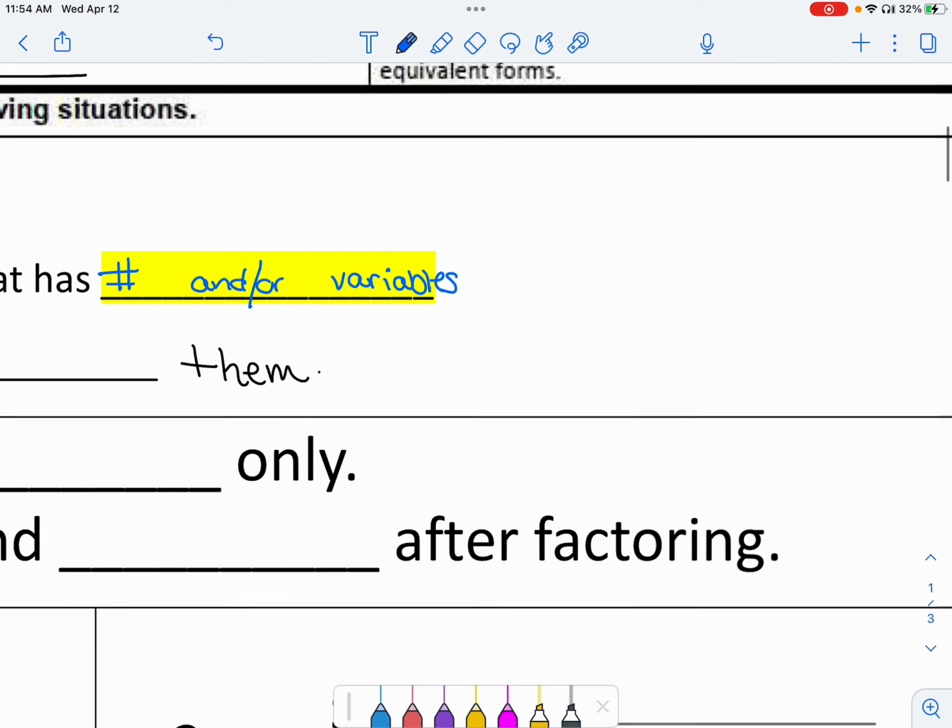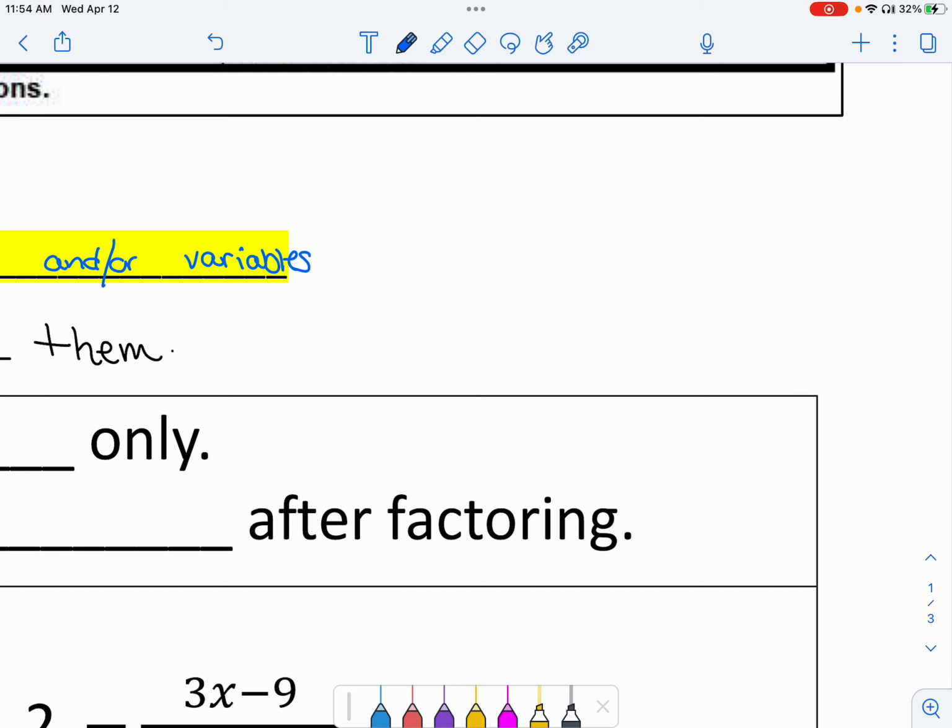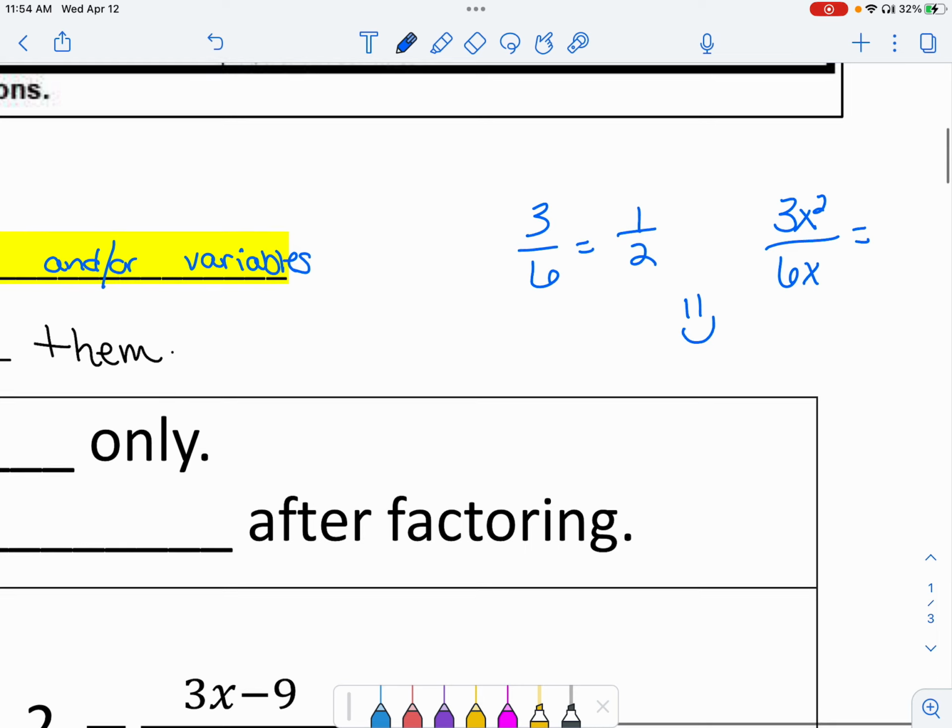So gone are the days when you used to just have 3/6 and you made that 1/2 and you were like, yeah, that's cool. Now we're back to the days where you have 3x squared over 6x and you change that not just to 1/2, but to x over 2. And that's what we were doing yesterday.